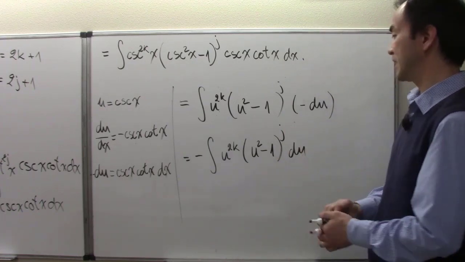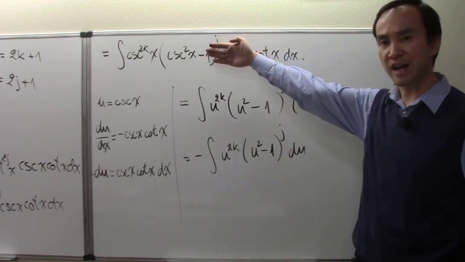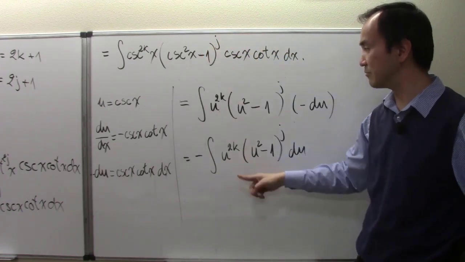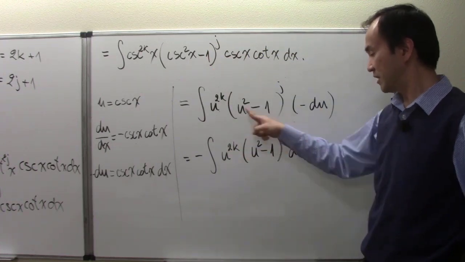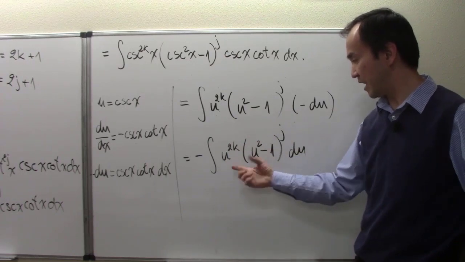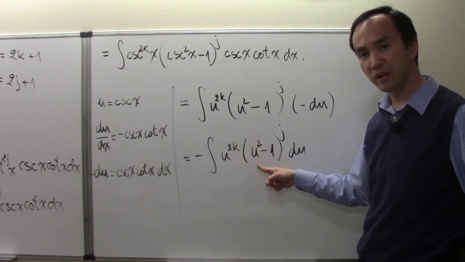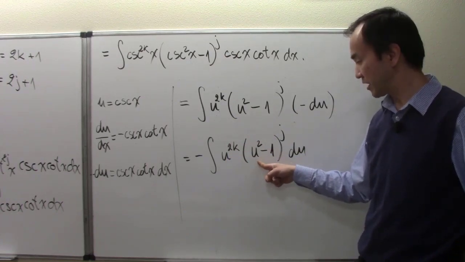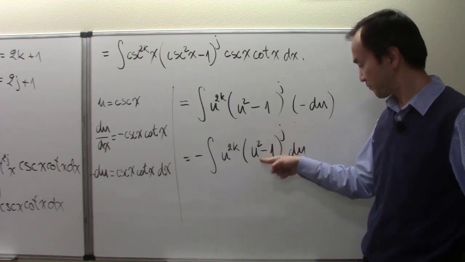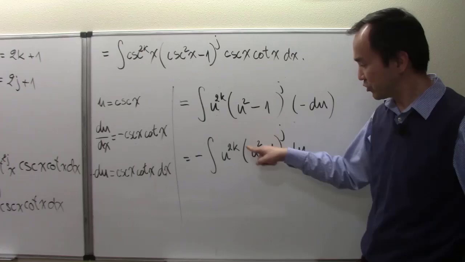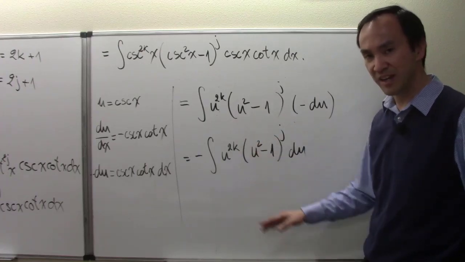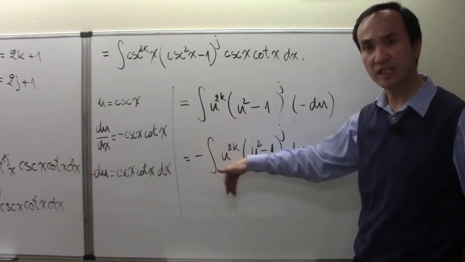The importance of this is that we have turned our integral completely in terms of u. This will eventually become a polynomial completely in terms of u once you FOIL out that j power on this binomial, and then distribute that u to the 2k. Then we can advance this easily.